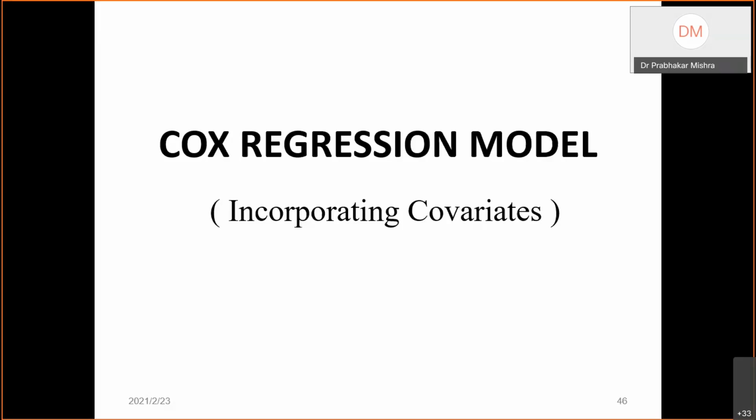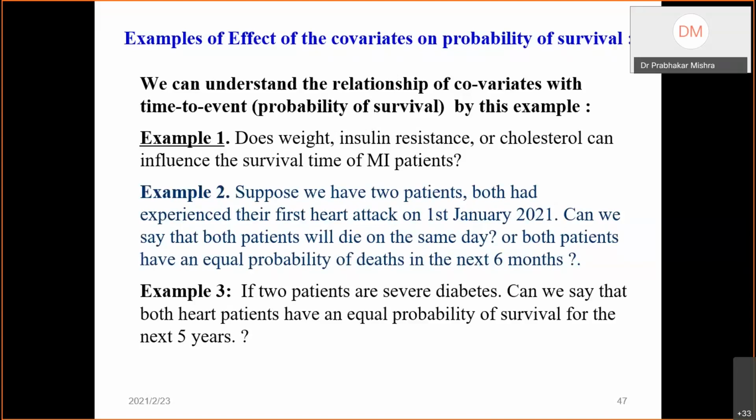But because the Kaplan-Meier method is providing the mean and median survival time, etc., that's another application. So if we want to adjust for factors in the survival time, we need to use the Cox regression model. We can understand the relationship of covariates with time to event and probability of survival by this example. I have given an example: does weight, insulin resistance or cholesterol influence the survival time of my patient? It means whether these factors are important for the survival of my patient.